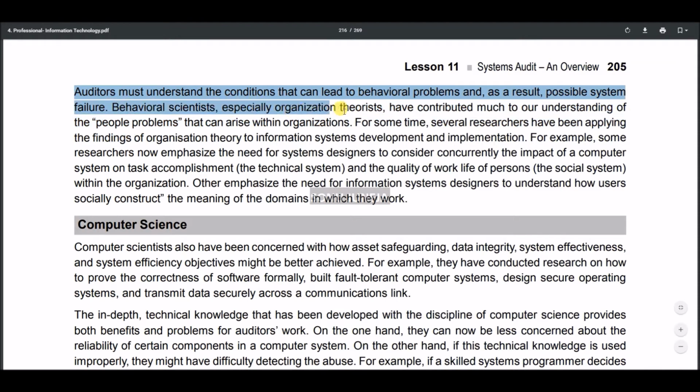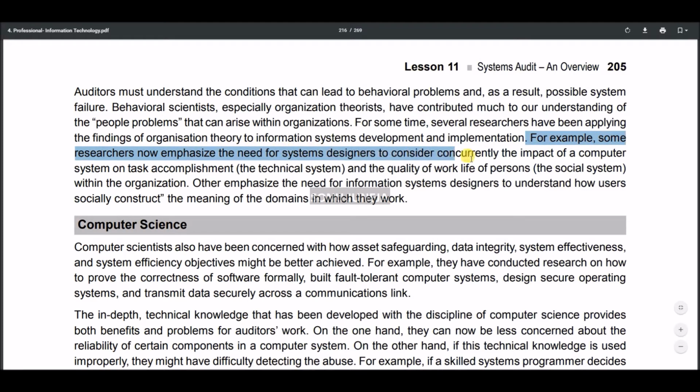Behavioral scientists, especially the organization theorists, have contributed much to our understanding of people problems that can arise within the organization. For some time, several researchers have been applying the findings of organization theory to information system development and implementation. For example, researchers now emphasize the need for a system designer to consider concurrently the impact of computer systems on task accomplishment, the technical system, and the quality of work life of persons, the social system within the organization.